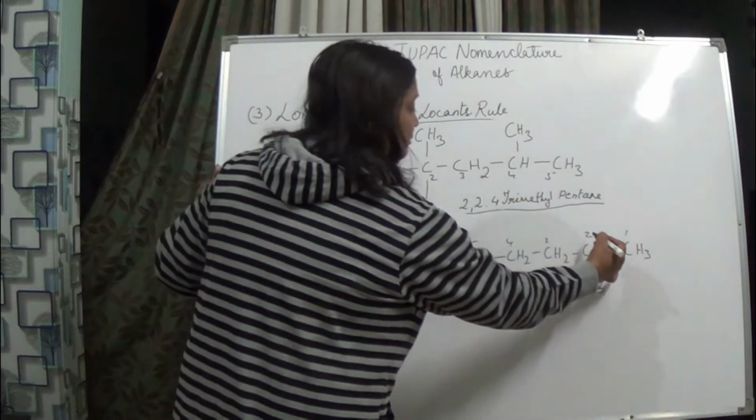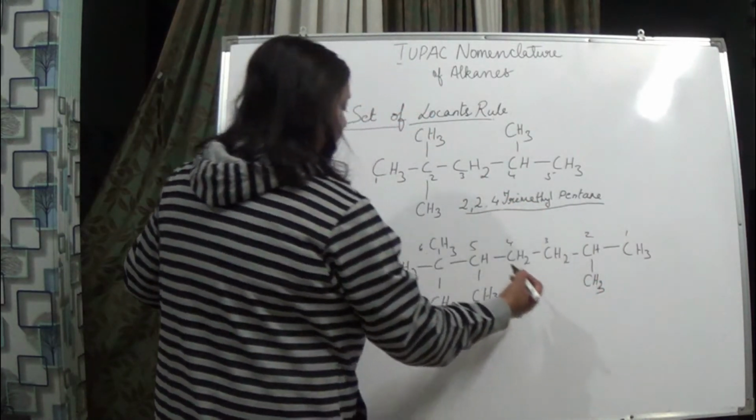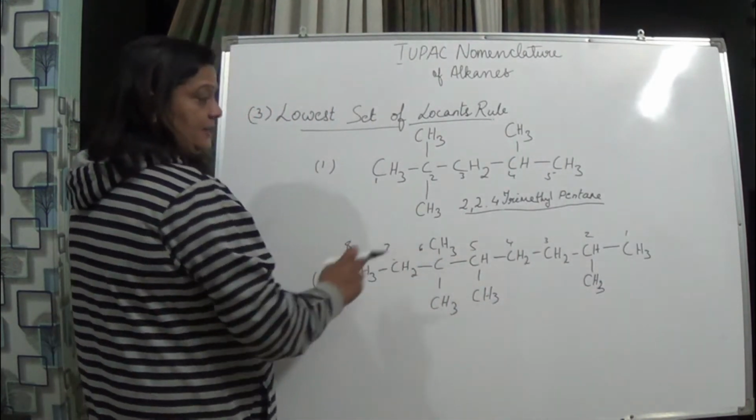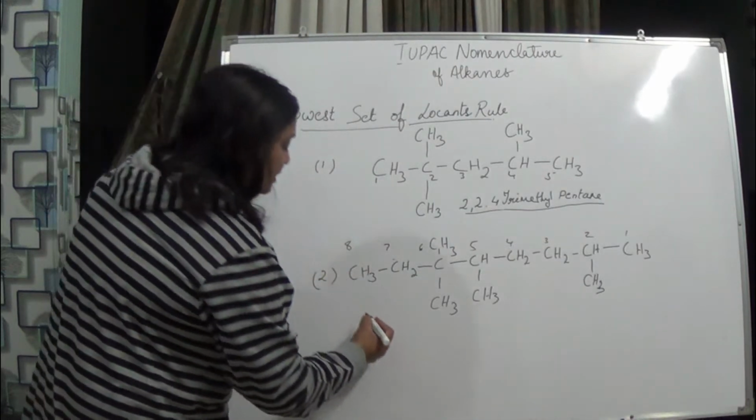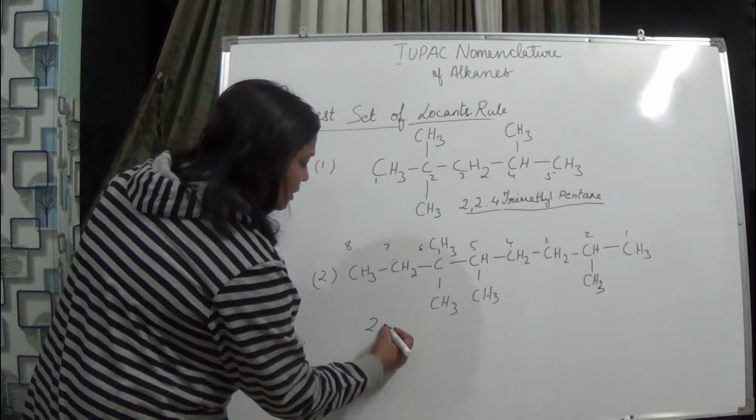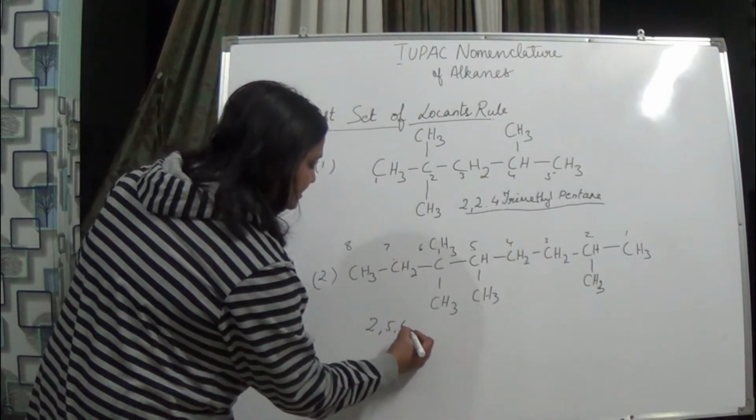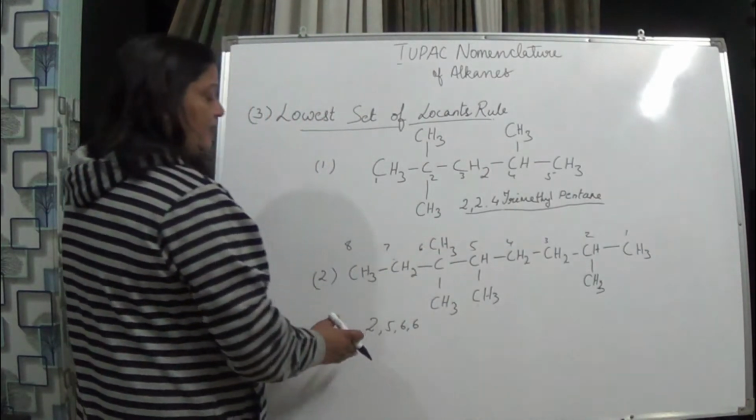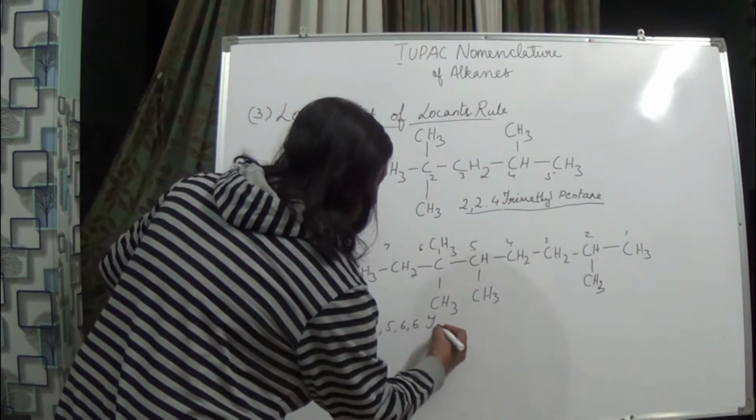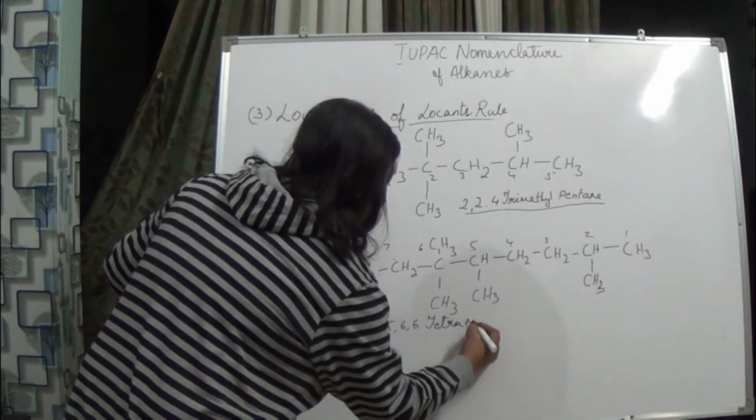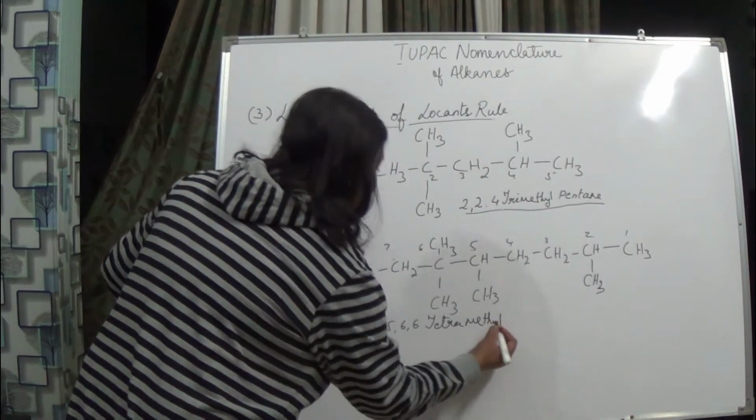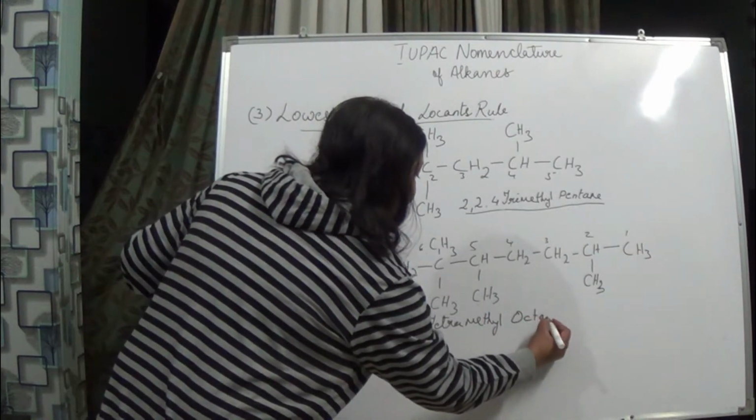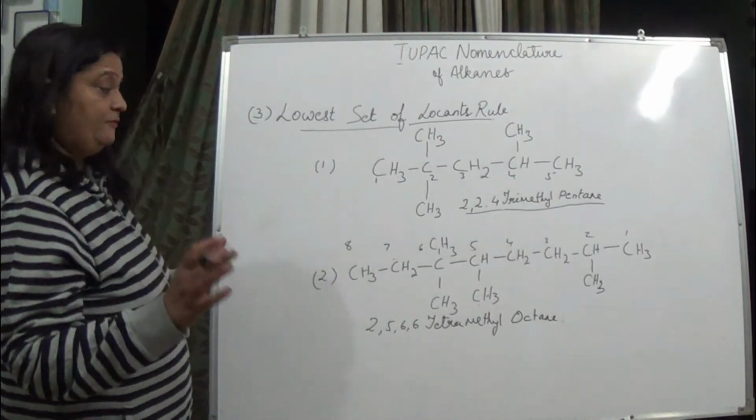Okay, so here it will become what? At the second position methyl is there, at the fifth position methyl is there, and at the sixth position, okay, methyl is there. So how will you write? It will become 2, 5, 6, 6. Okay, because here it is how many? 4. Tetra methyl, and what is the chain length? 8. So it will become octane.